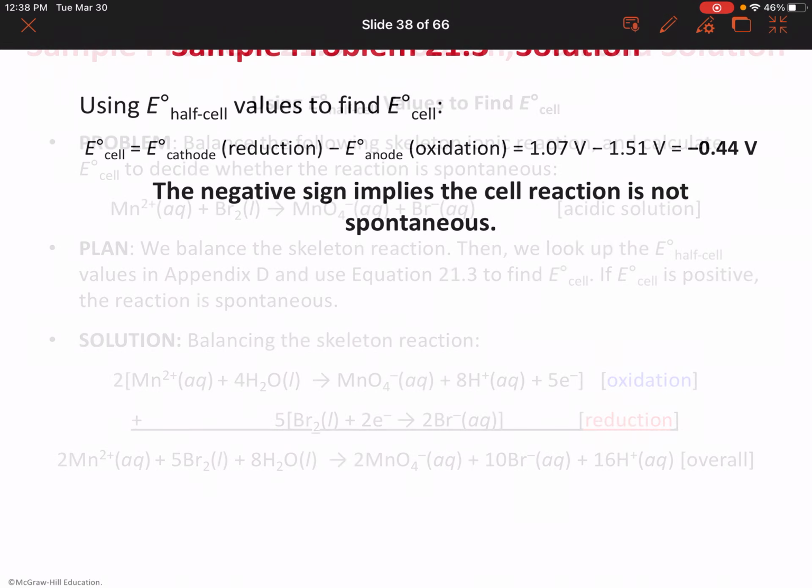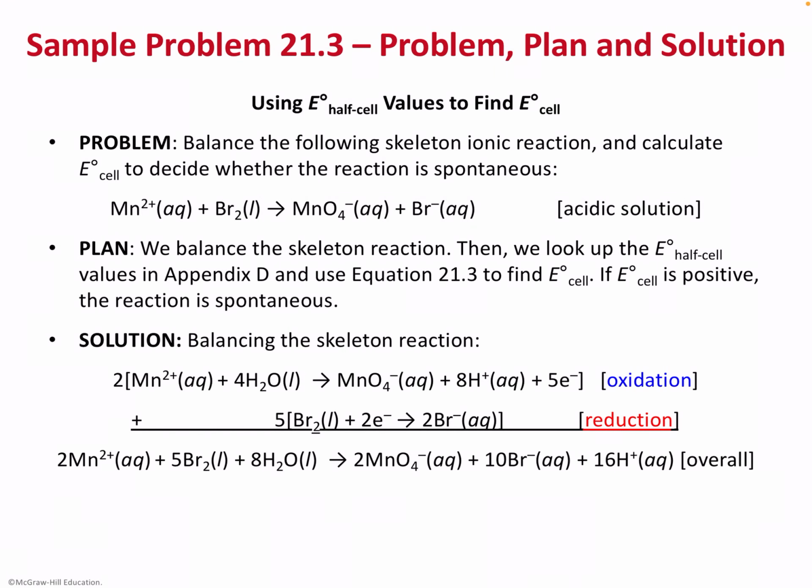Let's go back and see if I did it right. Yes, I did. So manganese ion, 4 water, permanganate ion, 8H+, 5 electrons, which is our oxidation. And then let's see how to balance the other one, bromine going to bromide.